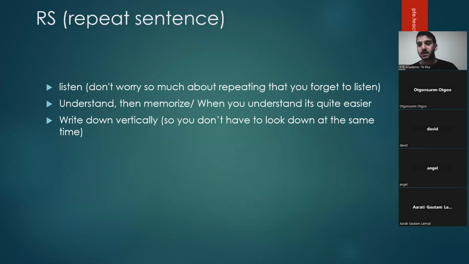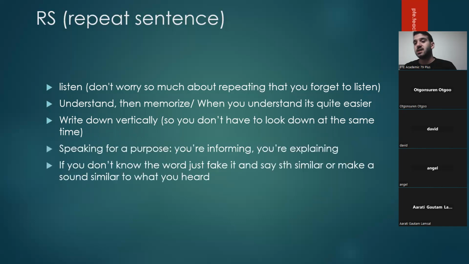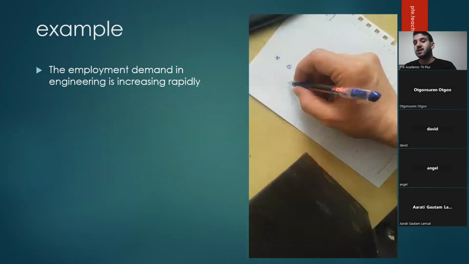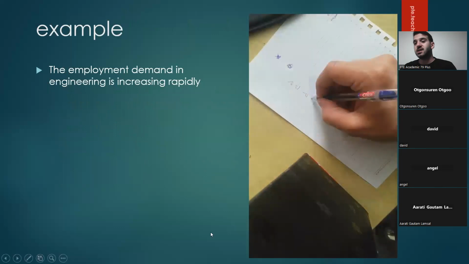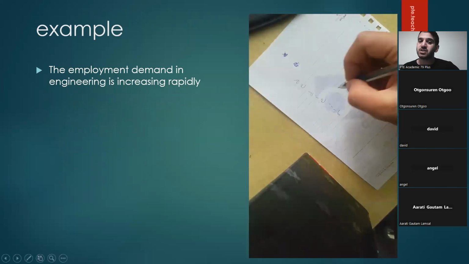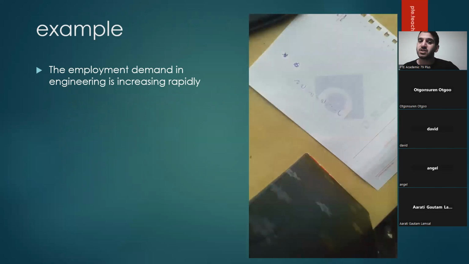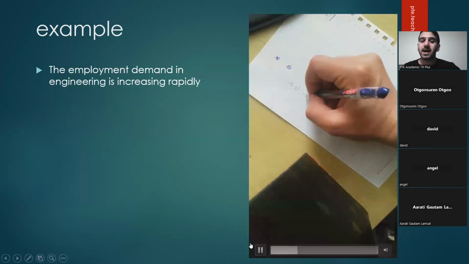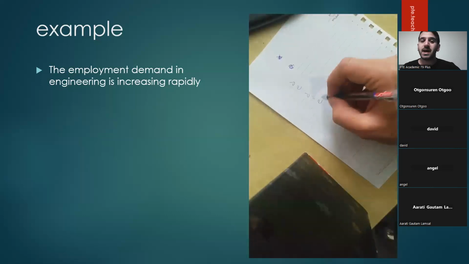There's another technique. So the first technique, as you can see right in here, you do not have enough time to write down the whole sentence, right? But there's a technique that you can use as well. It's called letter writing. So you can write down the first letter of each word. For example, in this one, the employment demand in engineering is increasing rapidly. Let's take a look one more time. The employment demand in engineering is increasing rapidly.